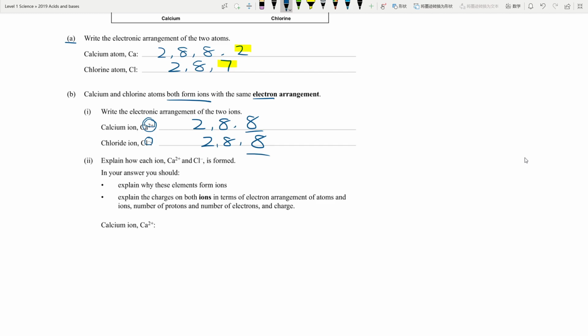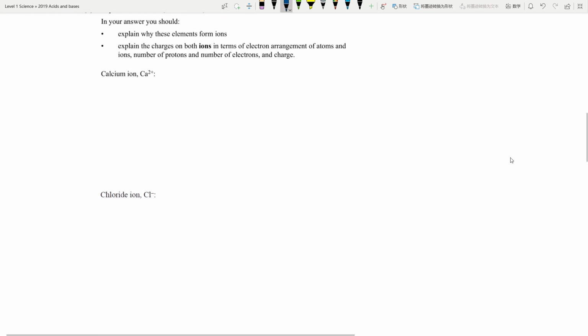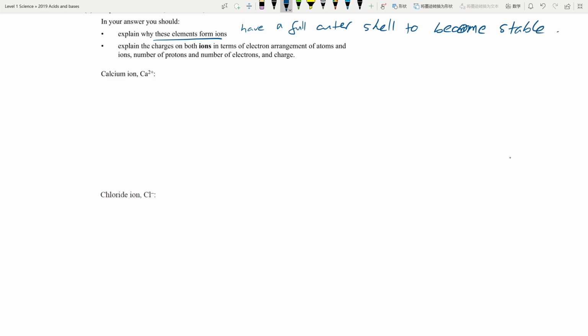Okay, so you either lose or gain electrons to have a full outer shell, and this is why we are going to get into the excellence territory. Explain why these elements form ions. Why do they do that? They gain or lose electrons to have a full outer shell to become stable. Okay, so this is like a magical phrase. Make sure you use it. So it will gain or lose outer shell electrons to have a full outer shell to become stable.